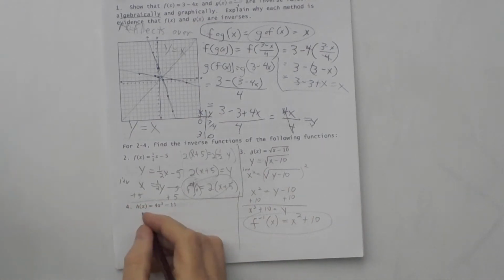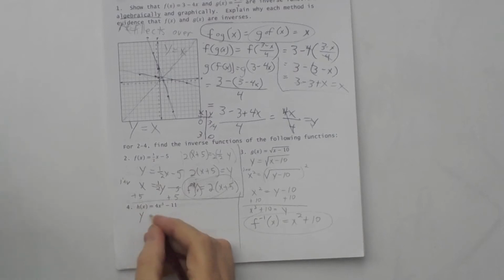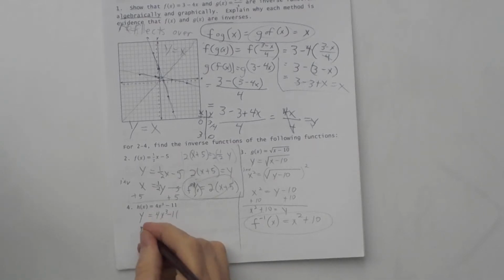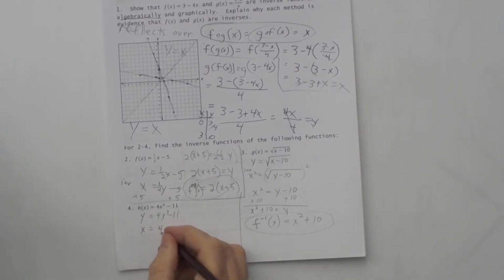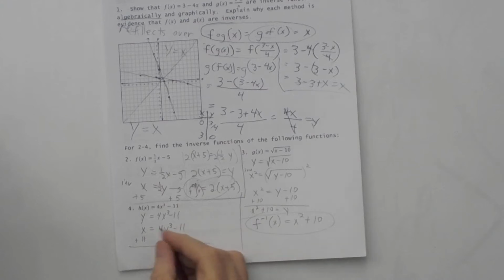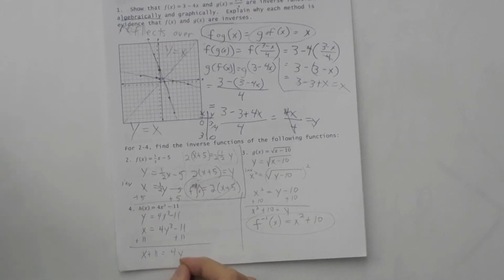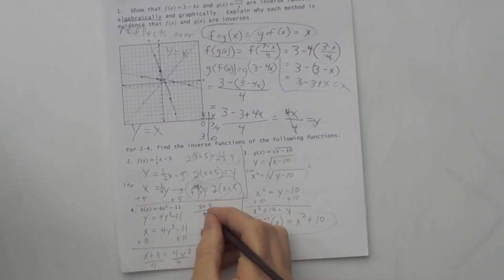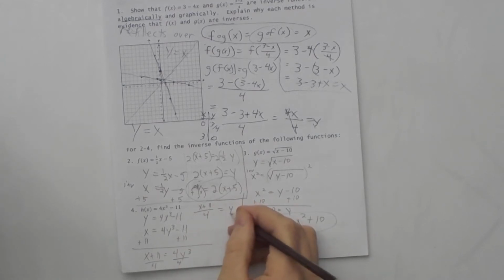Now, h of x, I want to find the inverse of h. So I'll use the y equals 4x cubed minus 11. I'll switch and got x equals 4y cubed minus 11. And I'm going to add 11 to both sides first. I start furthest from the y and work my way toward it. So that's x plus 11 equals 4y cubed. Then I'm dividing by 4. I'll bring that up here. X plus 11 over 4 is equal to y cubed.